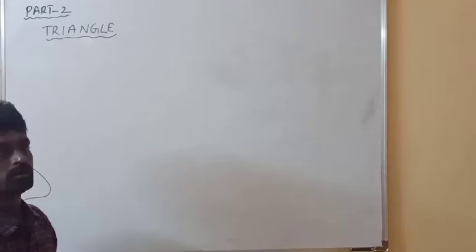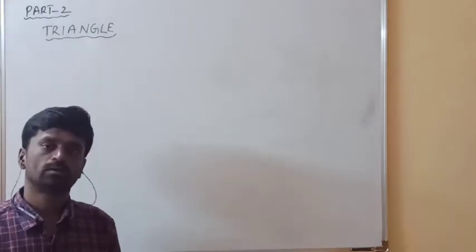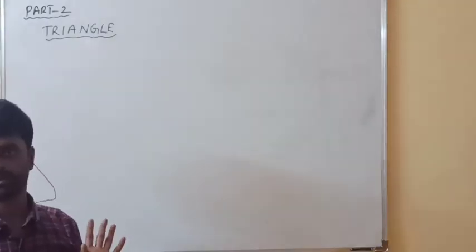Okay, so next look at triangle. What is the definition of a triangle? A triangle is a polygon having how many sides? 3 sides. Correct?